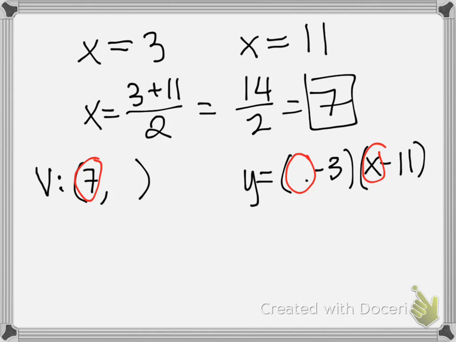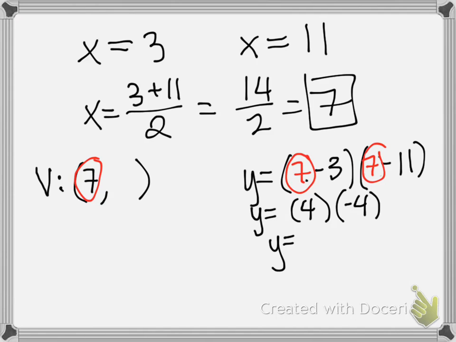And I'm going to change these right here. Instead of x's, I'm going to put 7. So 7 and 7. And then you're just going to simply simplify it. 7 minus 3 is 4 times 7 minus 11 is negative 4. So my y value, when my x value is 7, is negative 16. So there's your vertex, done, right?